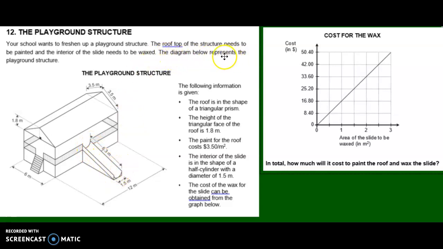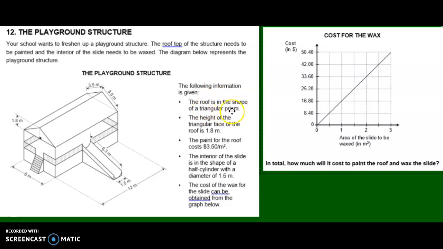The diagram below represents the playground structure. So you have this pyramid, a prism here. It's a triangular prism. And so it's a rectangle, and two triangles. That has to be painted. So we have all the measurements, 6 meters, 1.8 meters, and the length here is 12 meters. Okay, everything is in meters. That's good. Okay, what else does it say here?